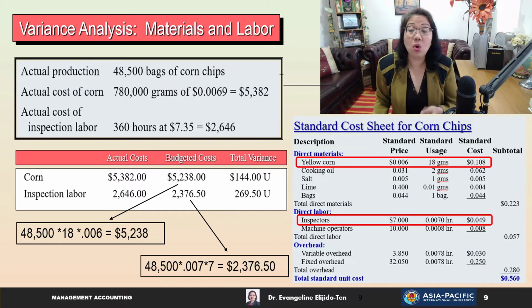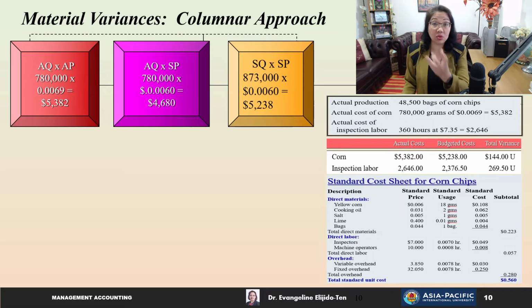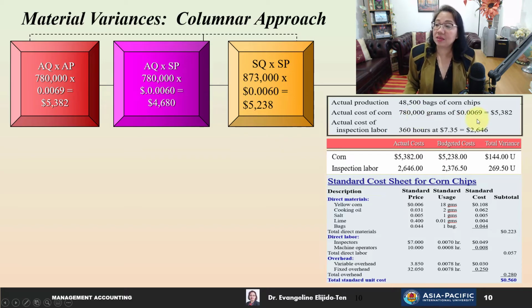All right. Now, we know the total budget variances for corn, the direct material, and for inspection labor, the direct labor. But what we want to do now is to further analyze what happened to this direct material variance. So again, let's use the columnar approach. Let us compare actual quantity at actual price. So what is our actual quantity? It is given here, 780,000 grams at 0.0069. So that's $5,382, and that's the one that we have there.